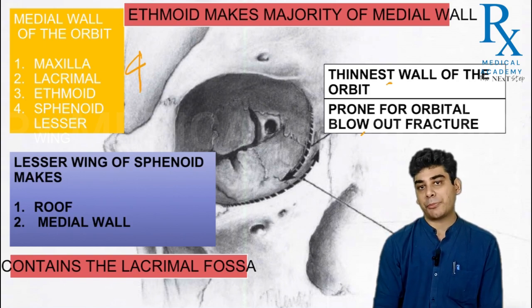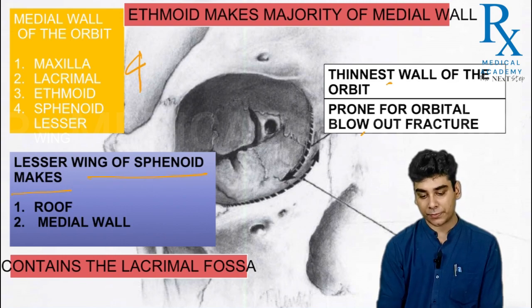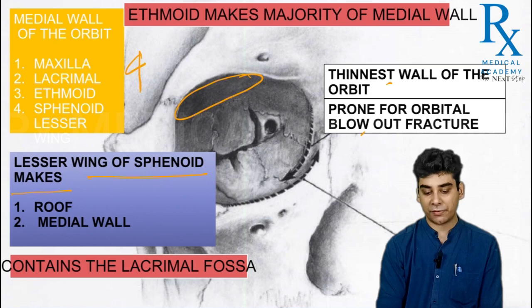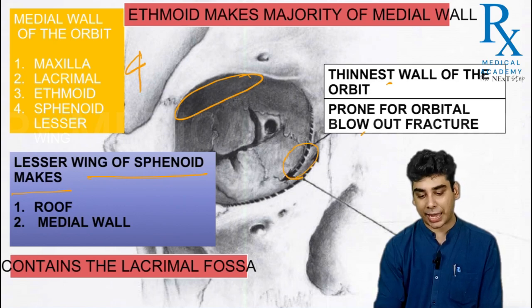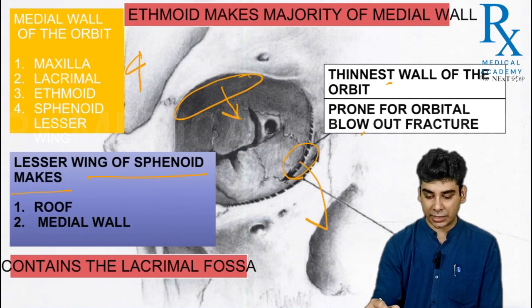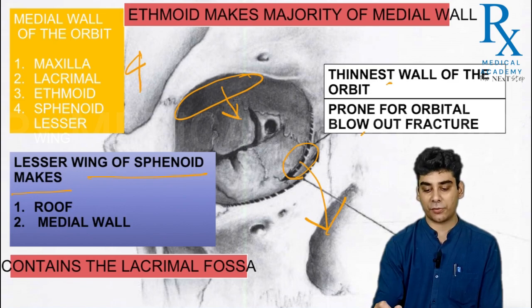Again, to make you recapitulate that the lesser wing of sphenoid will not only make the roof but also the medial wall of the orbit. Just like the roof has the lacrimal fossa for the lacrimal gland, in a similar fashion, the medial wall has the lacrimal fossa for the lacrimal sac. Lacrimal gland का काम होता है secretion निकालना और sac का काम होता है इसको drain करना, right? So please don't confuse fossa for lacrimal gland and fossa for lacrimal sac, which are two different entities.